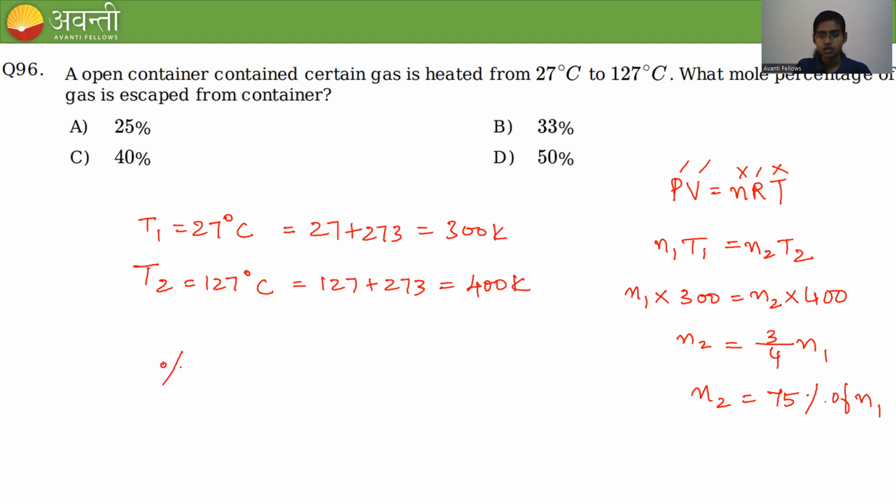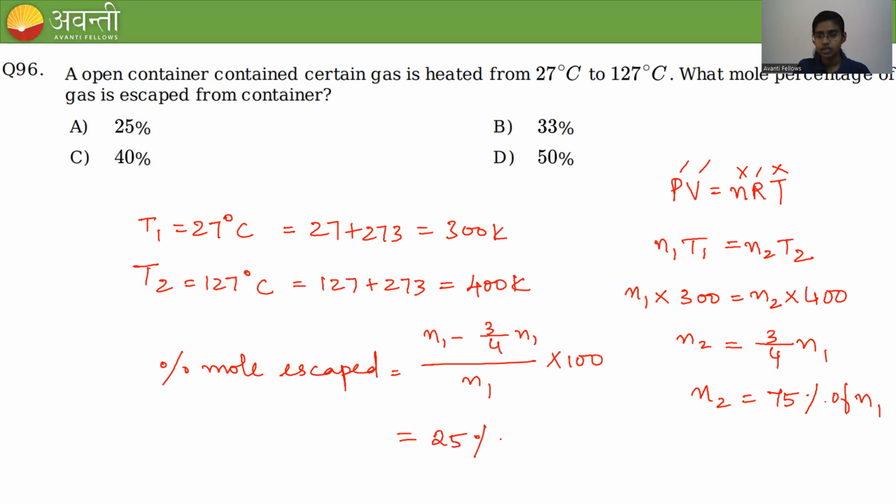Because to find out the percentage of moles escaped, what we have to do? We have to divide N1 minus 3 by 4 of N1 by N1, into 100, right? So it is equal to 1 minus 3 by 4. It will give 25%. Since N2 is 75% of N1, the percentage of moles escaped from the container is 25. So option A is the answer for this question. Okay.